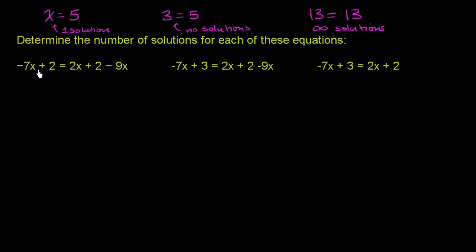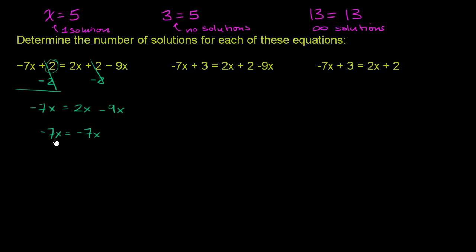So over here, let's see, if we want to get rid of this 2 here on the left-hand side, we could subtract 2 from both sides. If we subtract 2 from both sides, we are going to be left with, on the left-hand side, negative 7x. And on the right-hand side, you're going to be left with 2x. This is going to cancel, minus 9x. 2x minus 9x, if we simplify that, that's negative 7x. So you get negative 7x is equal to negative 7x. And you probably see where this is going.